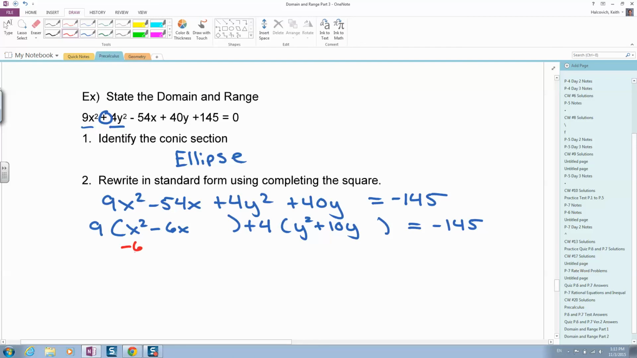So now in each parenthesis, we're going to complete the square. So here I go, -6 divided by 2 equals -3. Squared equals 9. So that's what I'm going to add here. Here I'm going to go 10 divided by 2 is 5. Squared is 25. That's what I'm going to add there. Now, when I add it to the other side, I have to keep into consideration the 9 in front. So 9 times 9 is 81, and 4 times 25 is 100. So that's what I add to the other side.